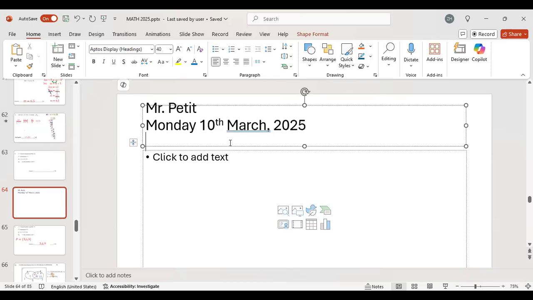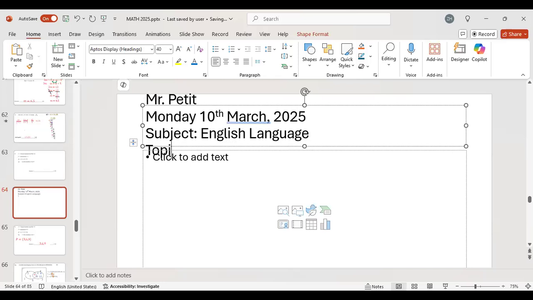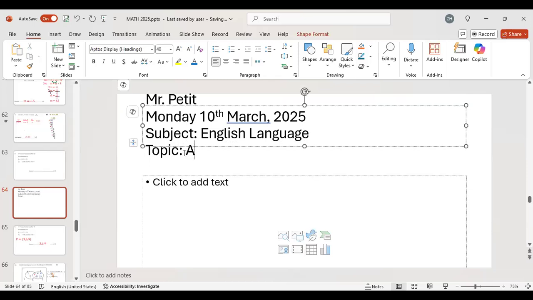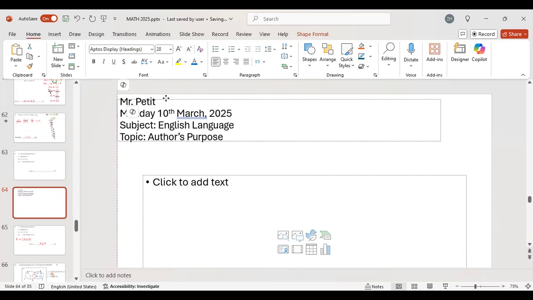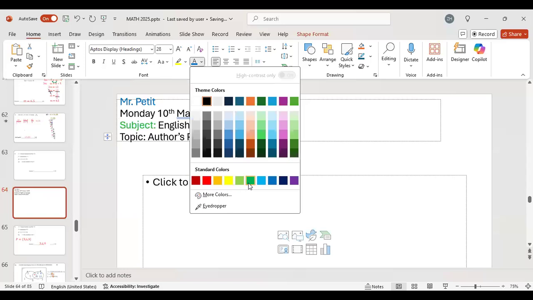So today my subject is English language. And the topic is going to be author's purpose. Like, what is the purpose for which authors write? So let me ask you, why did the author do this? Or why did the author say this, right? And that is diving into the author's purpose, okay?